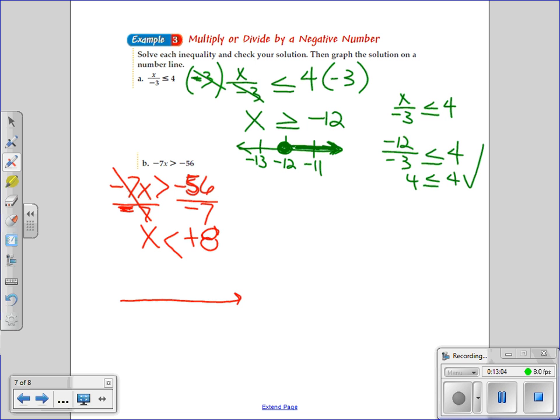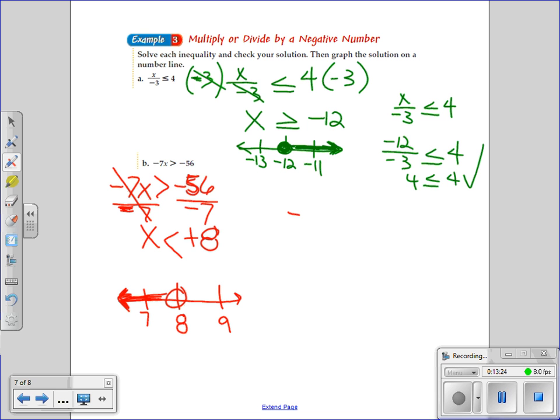What's that look like on the number line? Here's my 8, 9, and what's less than 8? Well, 7 is less than 8. Circle at the intersection. It's everything x will be less than 8. So it's going to be everything down this way. 7, 6, 5, 4, 3, 2, 1.